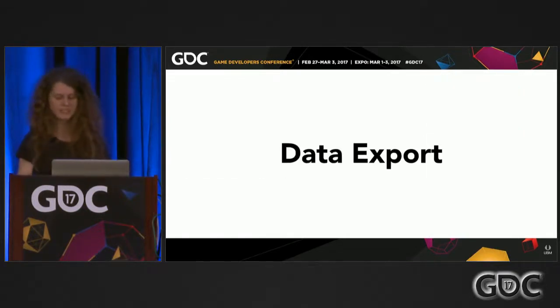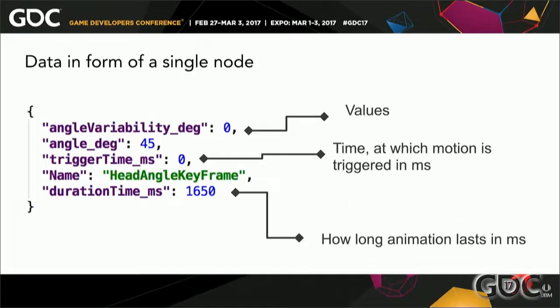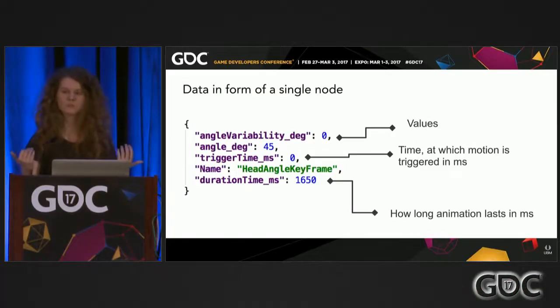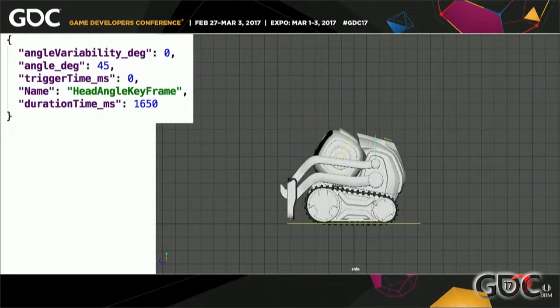And to give you a breakdown of how we do it, here is an example of a JSON file in the form of a single node. A file like this would make Cozmo move his head from its previous position to 45 degrees up. And it will take 1,650 milliseconds, which is 50 frames, to complete that transition with a linear interpolation. And here's how that looks in Maya.